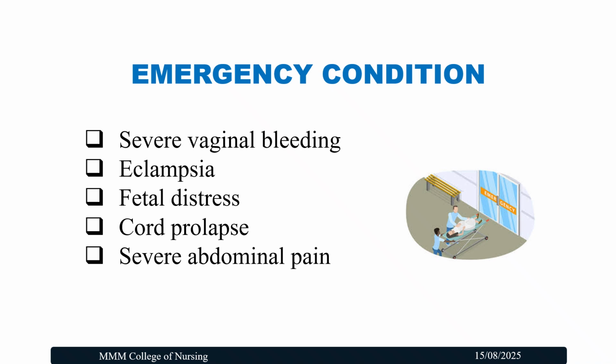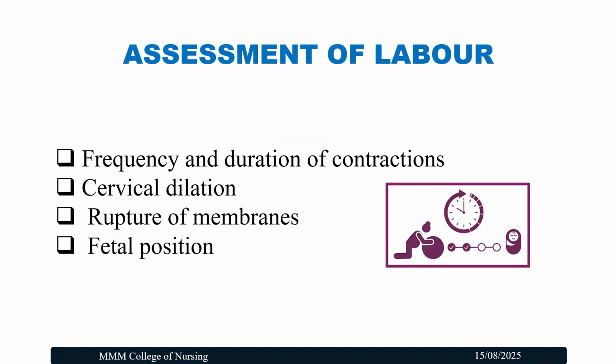So in the emergency conditions, here the severe vaginal bleeding, eclampsia, fetal distress, cord prolapse, severe abdominal pain. If they are having any kind of these problems, then we have to put them into category 1. That is, immediate attention is needed for the mother and the fetus.